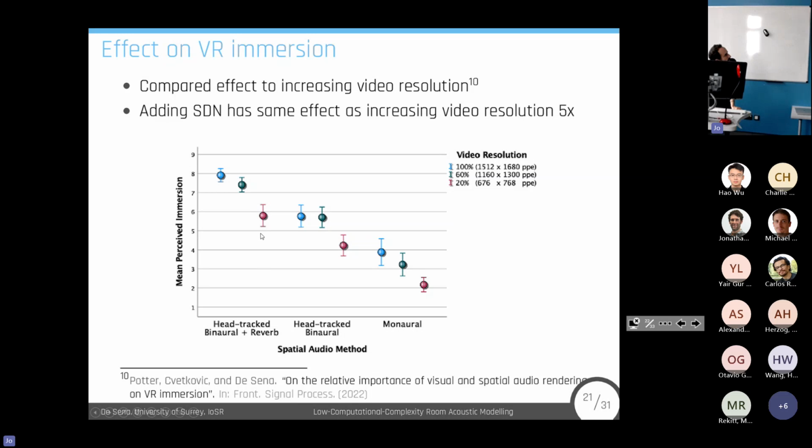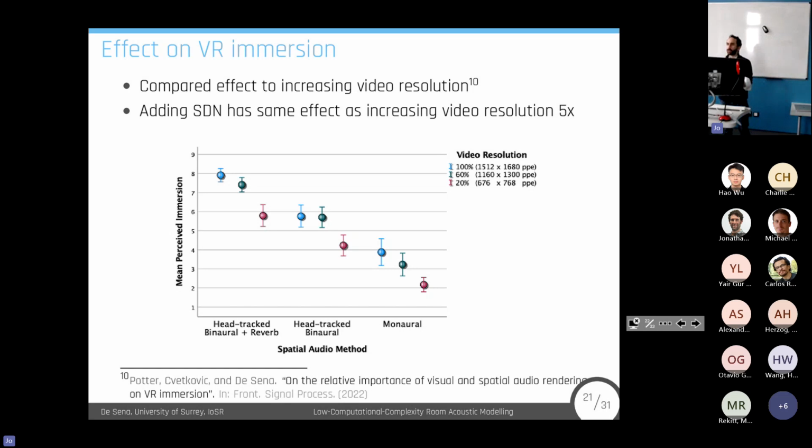This red dot here represents having reverb and head tracking, but at 20% video resolution. And this blue point represents having no reverb, but 100% video resolution. And they had a similar level of immersion, right? This is quite striking. It means essentially that adding reverb has a similar effect on immersion to increasing video resolution 5 times, which is quite striking.